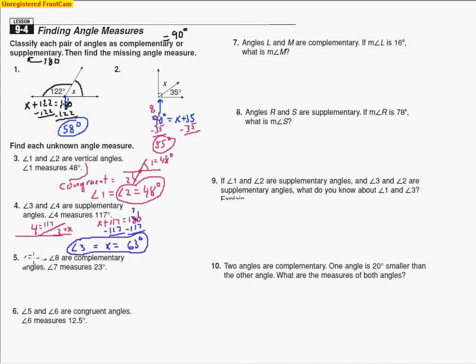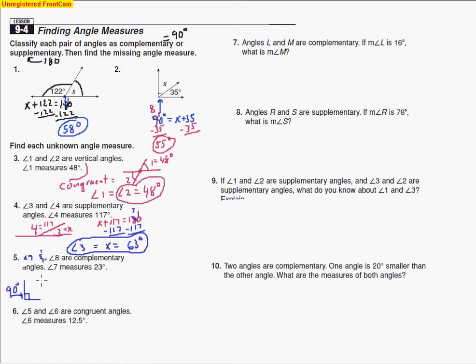This next one looks like it got blotted out here. It looked like this was angle 7 here, and it says angle 7 and angle 8 are complementary angles. Angle 7 is 23, so let's draw a little picture of what this looks like. Complementary angles make a 90 degree angle. This little symbol means it's a right angle, or 90 degrees.